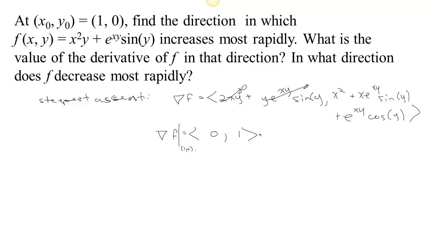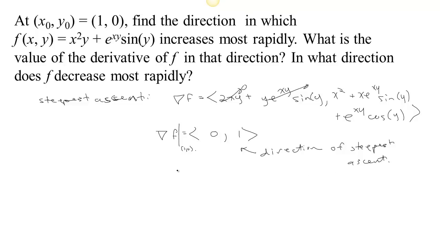So this is already a unit vector. So this is the direction of steepest ascent. It's the direction that we should go in input space in order to get the greatest increase in our output. So this is the direction of steepest ascent.